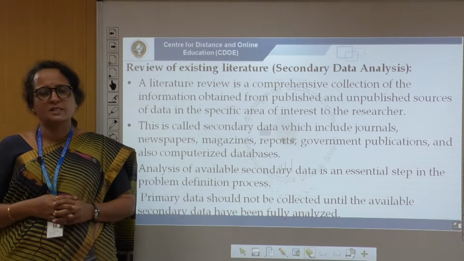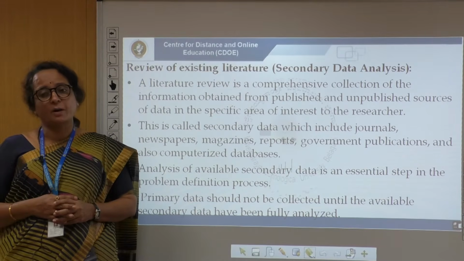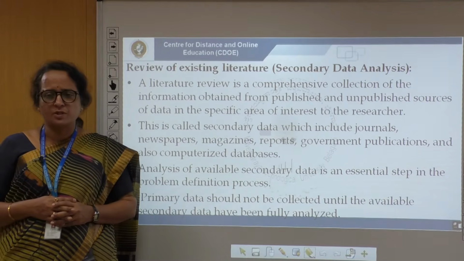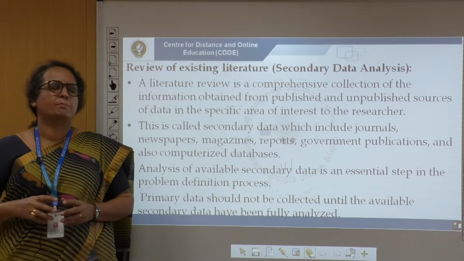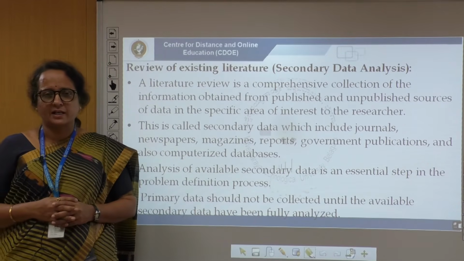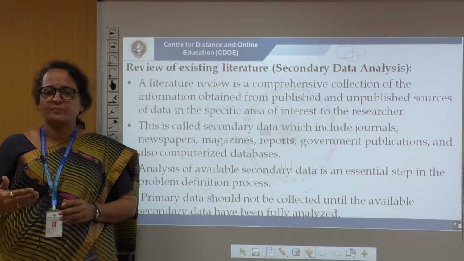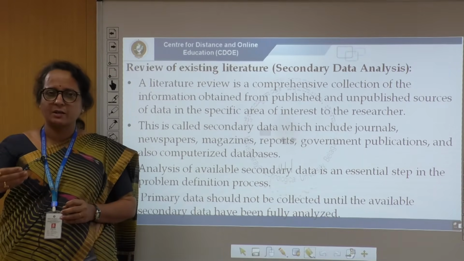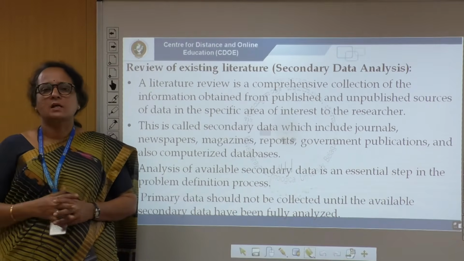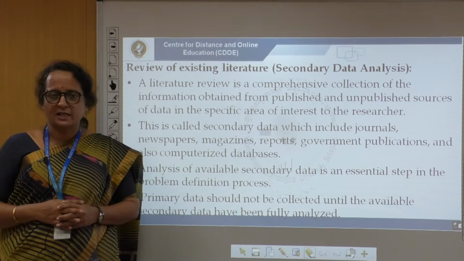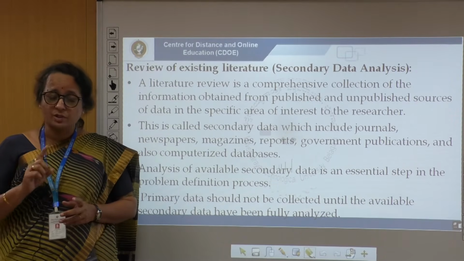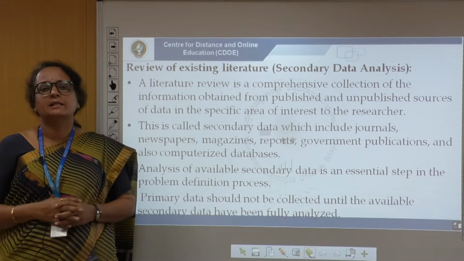Literature review is a comprehensive collection of information obtained from published and unpublished sources on a specific area of interest to the researcher. This data is called as secondary data. In simple language, the available data, already existing data, which is collected by somebody else for some other purpose some time ago to solve some problem. Such data is called as secondary data, and always it is a good practice by the researcher. They first go for collecting the secondary data.